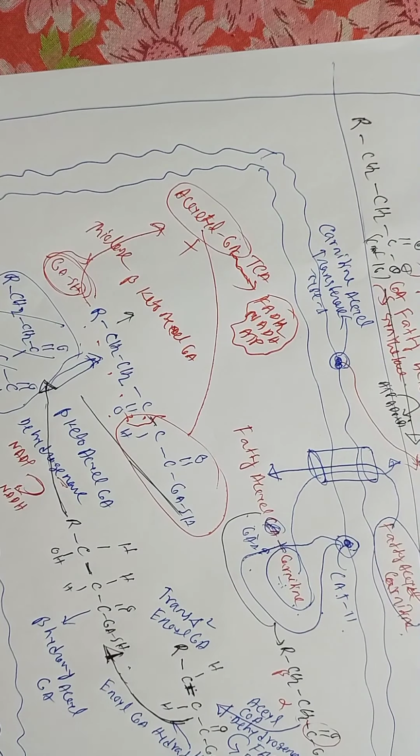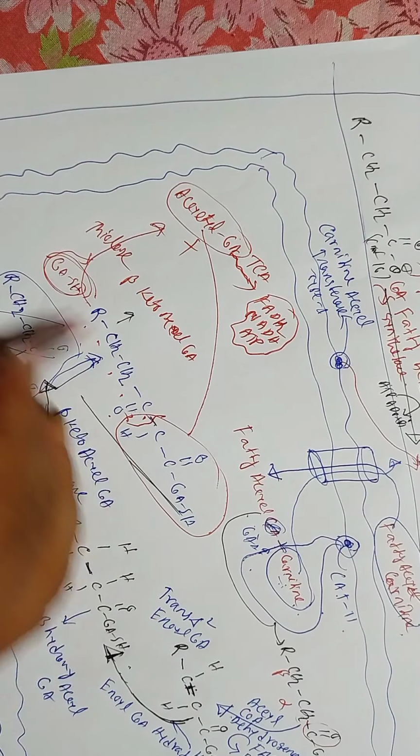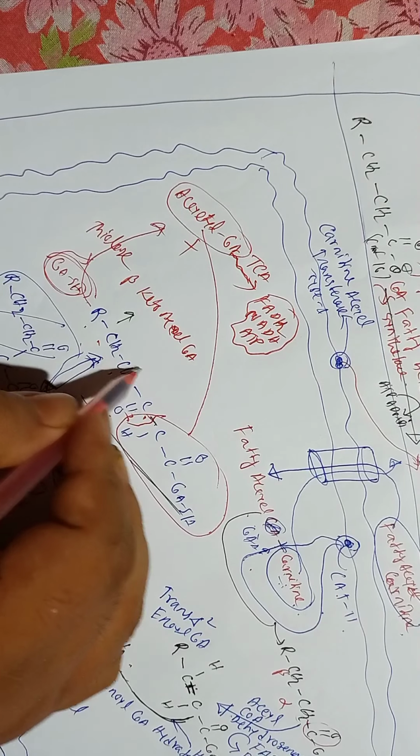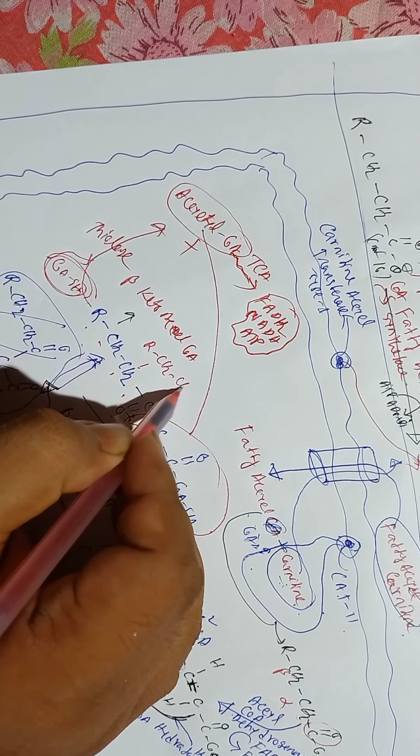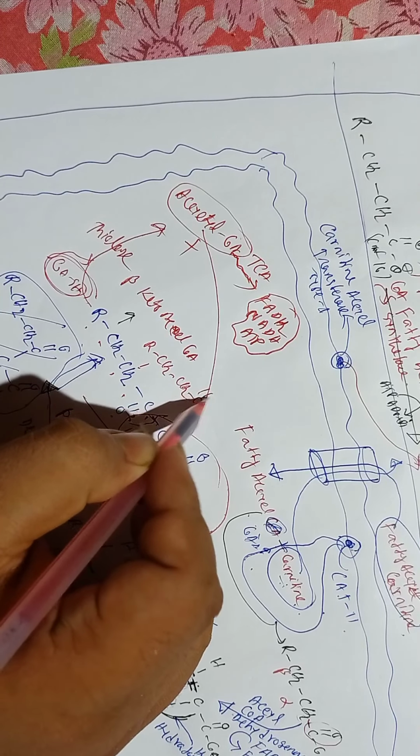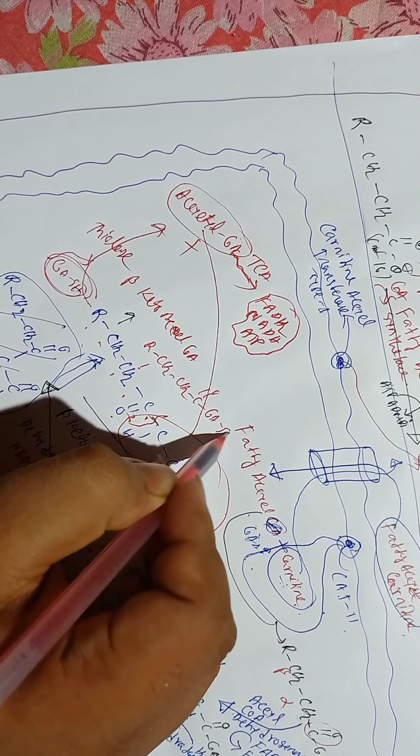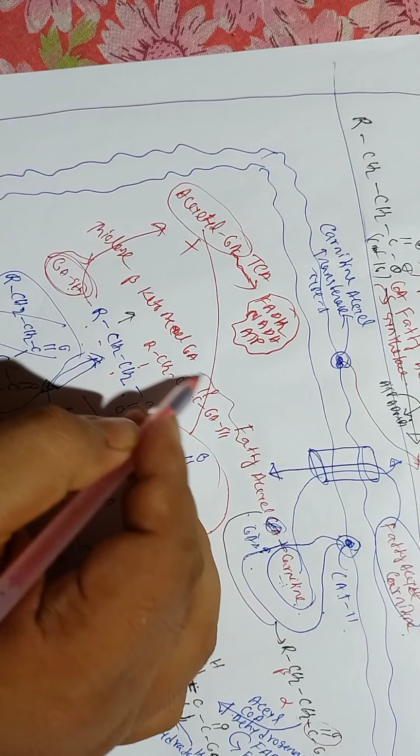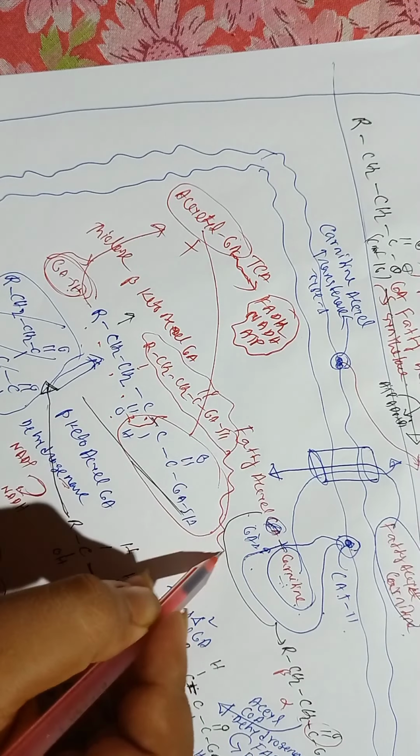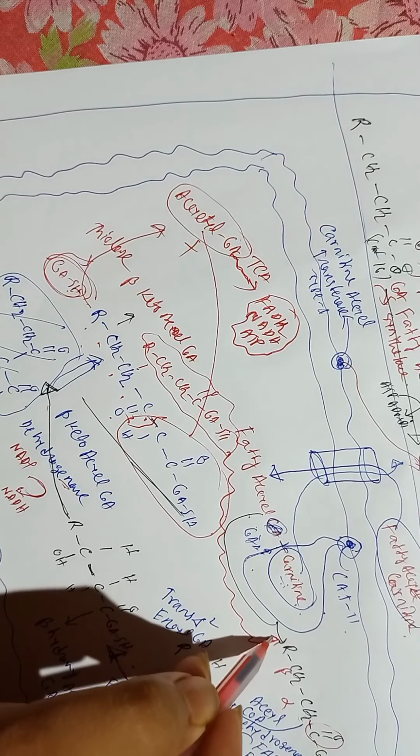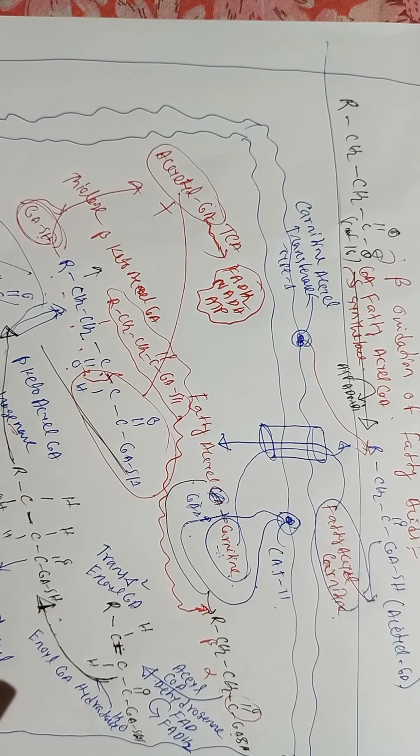And what about this compound? I'm just writing it here. This compound, what will it form? RCH2 CH2 C double bond O CoA SH. This CoA SH is taken from here, and this compound will again come here. Okay. So this was all about the beta oxidation of the fatty acids.